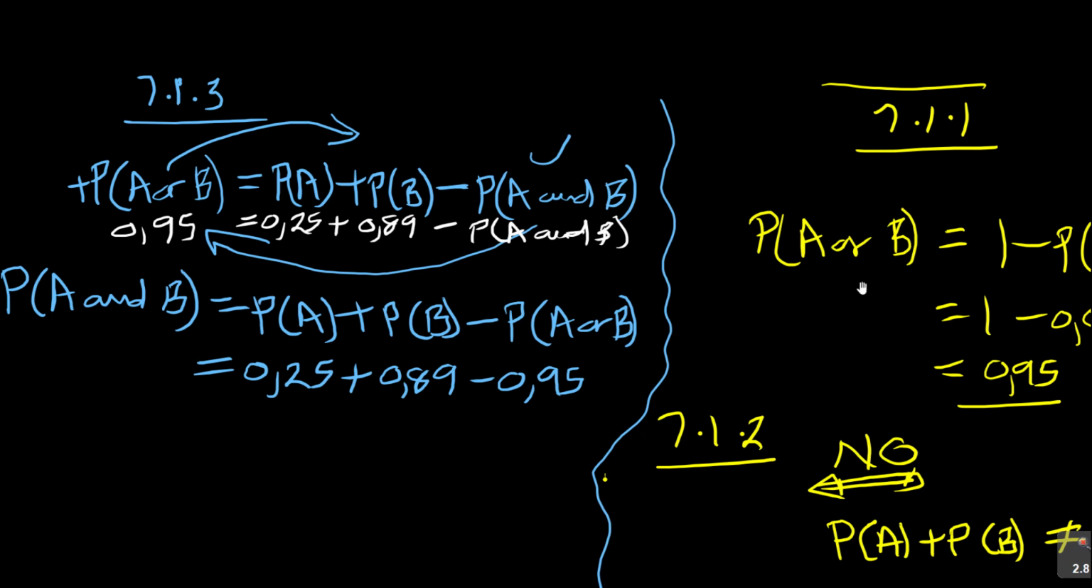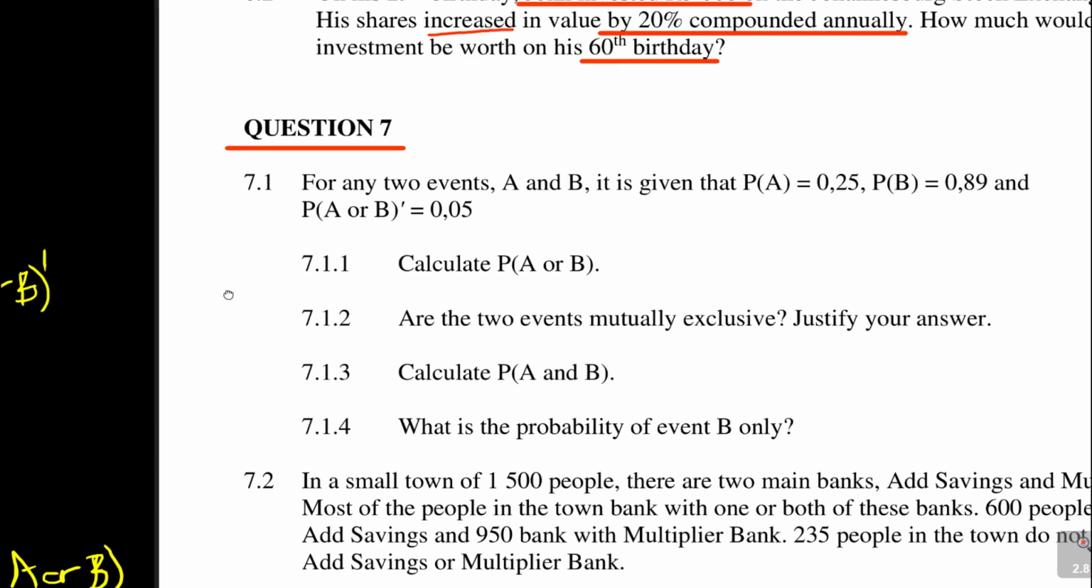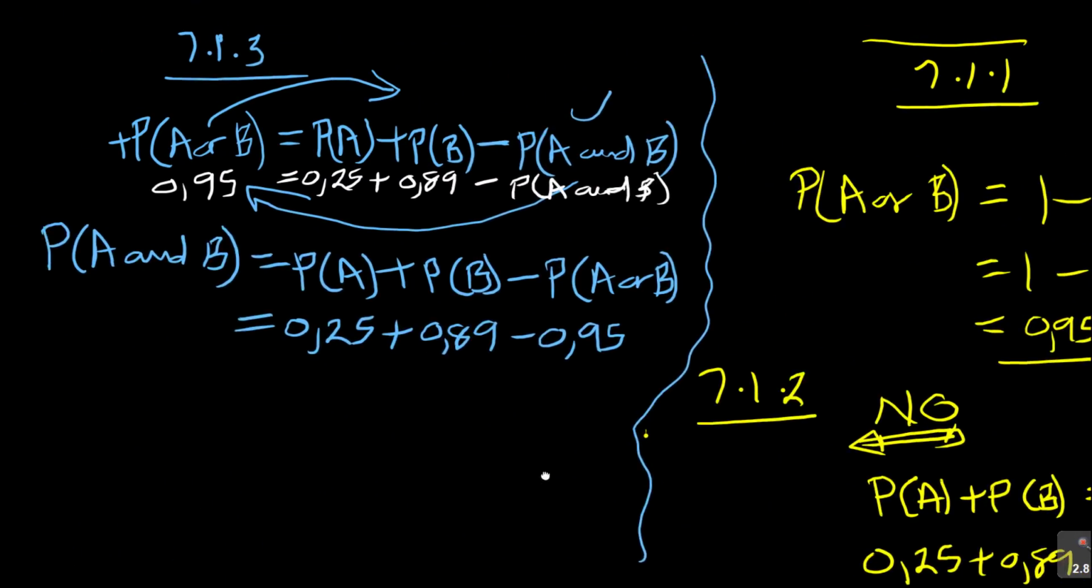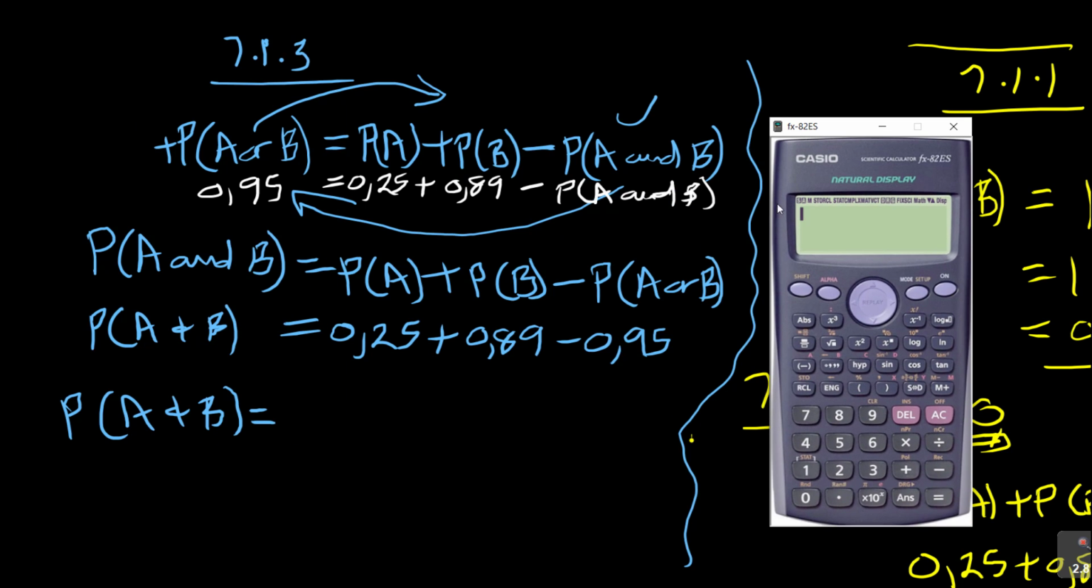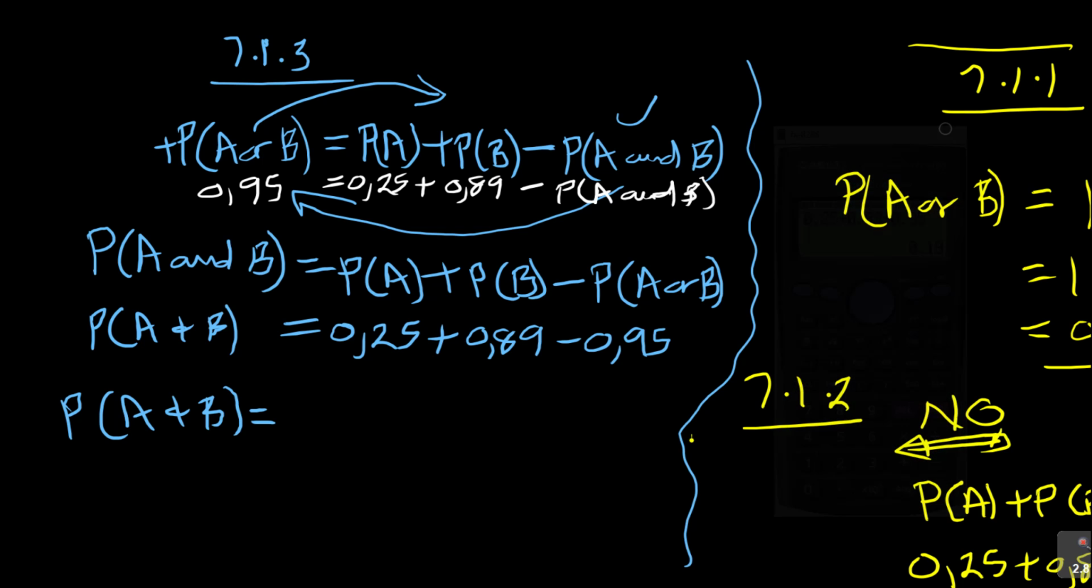Let me see if I did the numbers correct. It's 0.25, 0.89. Yes, so that I get my answer correctly. This is probability of A and B. Now my final answer, probability of A and B, I'm using the short version for and, will be equal to, now that's when I have to use a calculator, 0.25 plus 0.89 minus 0.95. Then it's 0.19.